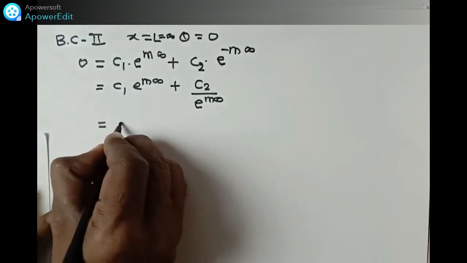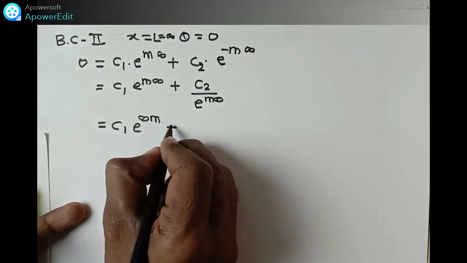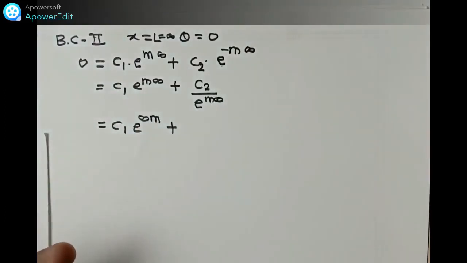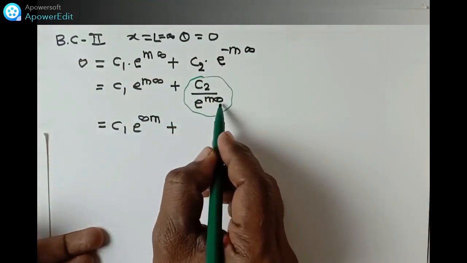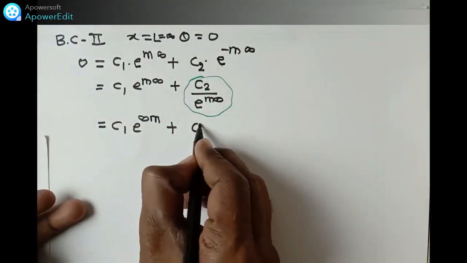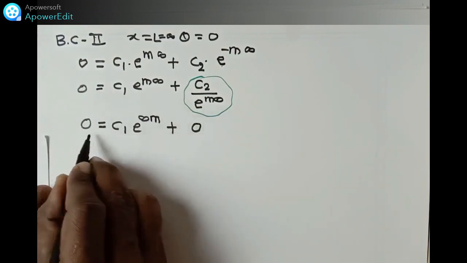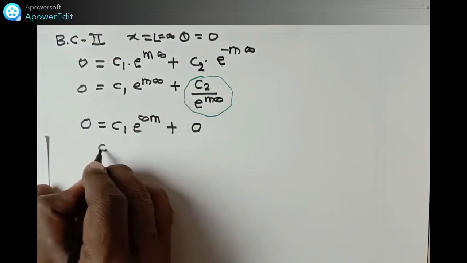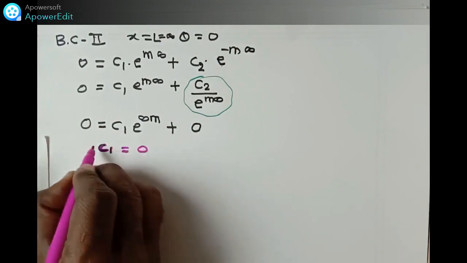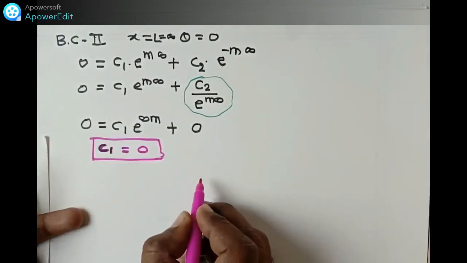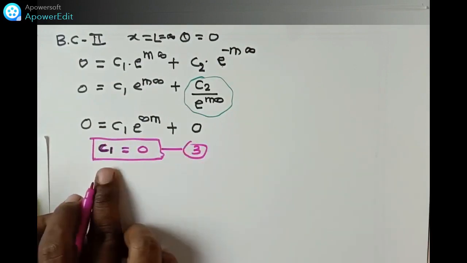So here we will find C1 e raised to infinity m plus the value of C2 upon e raised to infinity m, which will become 0. So here the left side is 0, the right side is 0. So finally it will produce C1 is equal to 0. Let us call this equation 3, the value of C1.